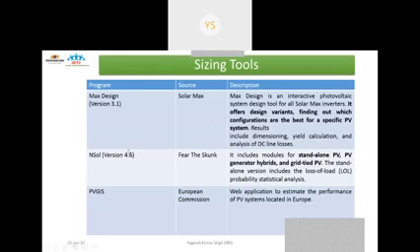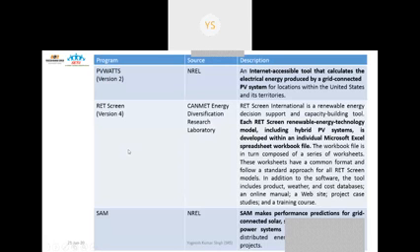In the next slide, all three software are free of cost. You can download them and then design your power plant. The first software is PVWatts, which is developed by NREL, a very big renewable energy laboratory in the USA. PVWatts is an internet-accessible tool which calculates energy production and different types of grid-connected system complexity.